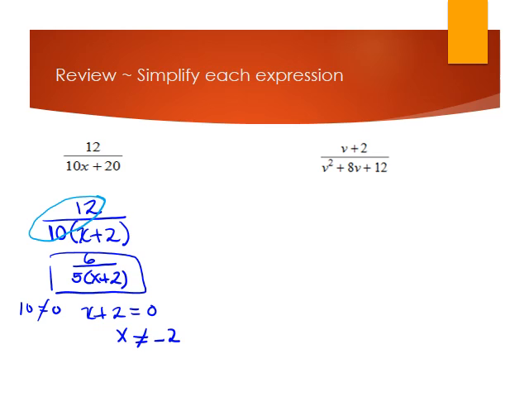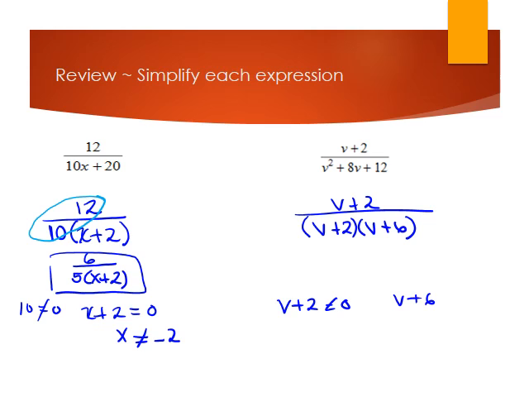On the second example, I need factors of 12 that add to 8, and that's going to be 6 and 2. So my denominator factors to v plus 2 and v plus 6. So setting those two factors equal to 0, v plus 2 can't be 0, and v plus 6 can't be 0. So v can't be -2, and v can't be -6. So -2 and -6 are my excluded values.